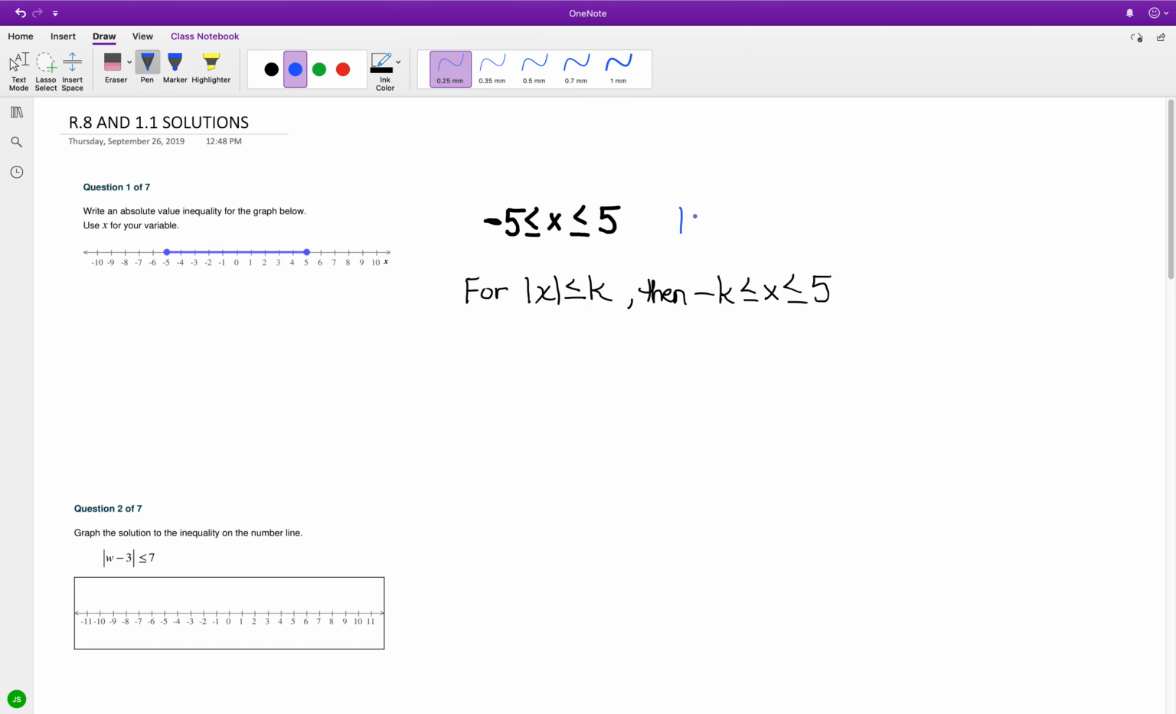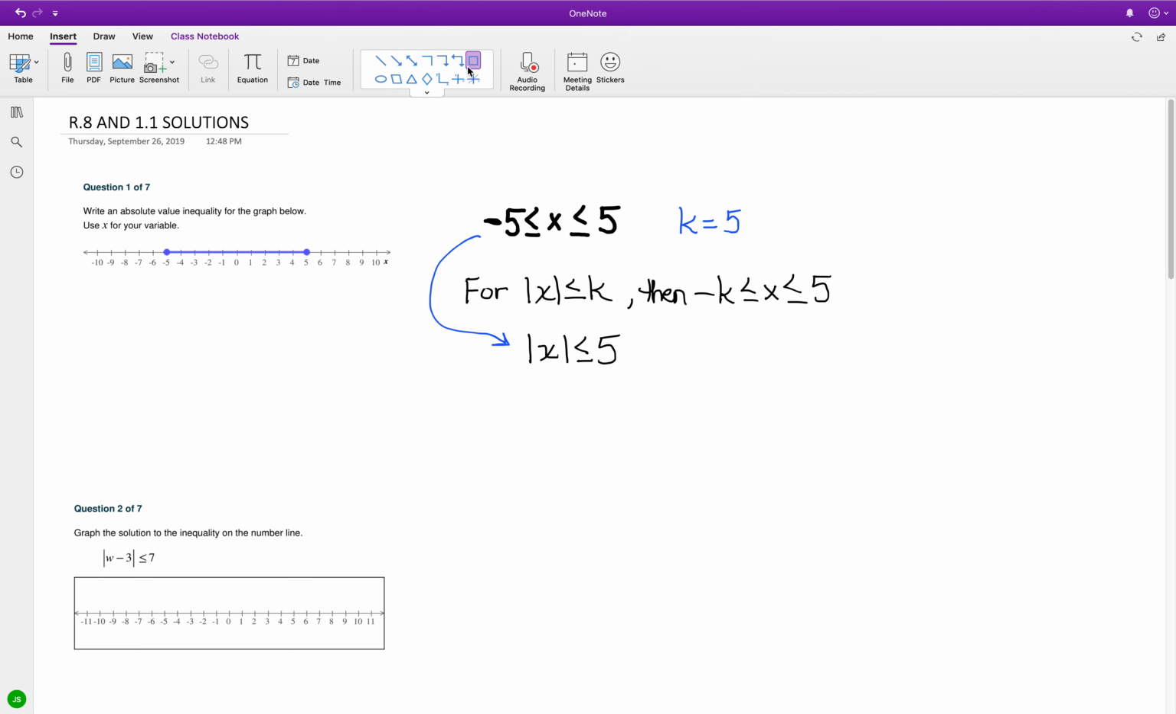And if you notice, our k value is going to be 5. And so translating what we have in the compound inequality in terms of an absolute value inequality, in essence sort of working backwards, with k at 5, we have that the absolute value of x is less than or equal to 5. And so that will be the final answer in this particular problem.